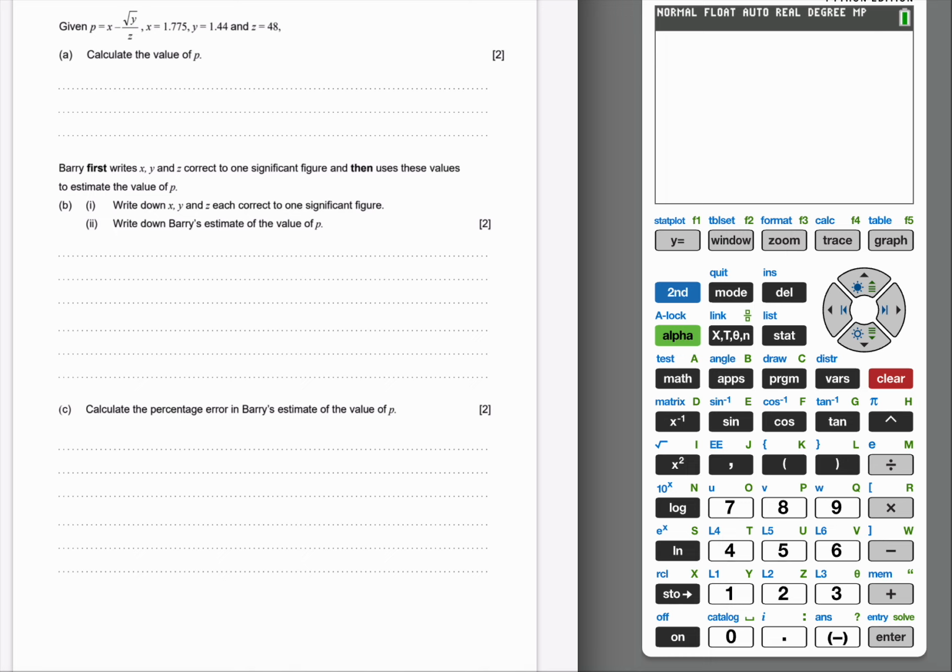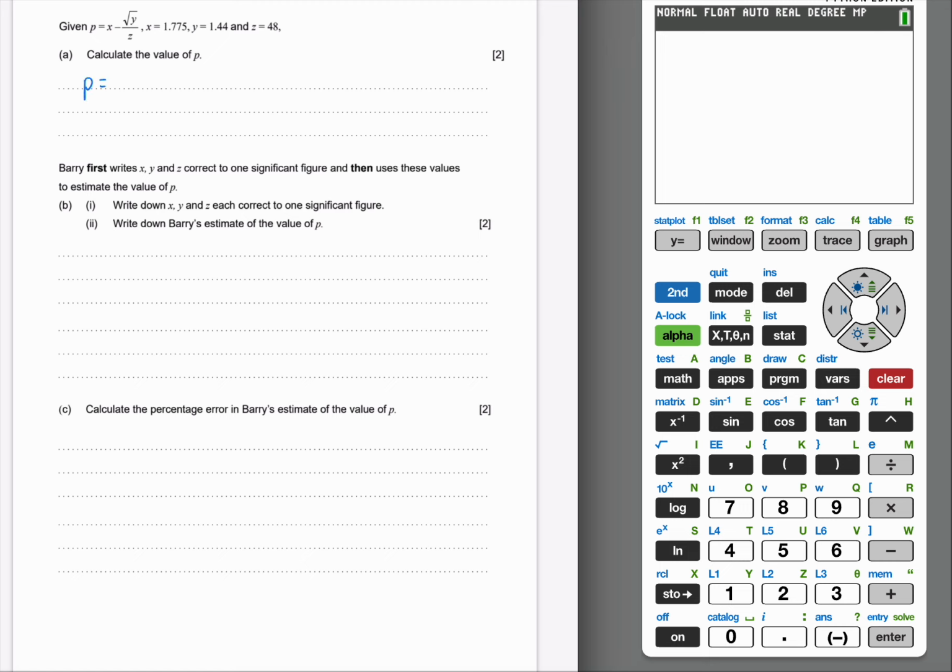This is using our number work, so our significant figures and percentage error. So the first part of the question tells us that we have this equation where p is equal to x minus the square root of y over z. And we're given the exact values of x, y, and z, and we need to calculate p. So to show what we're doing, we could just write this down.